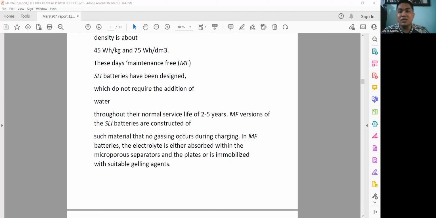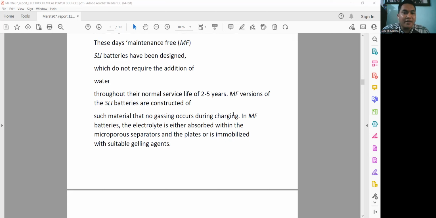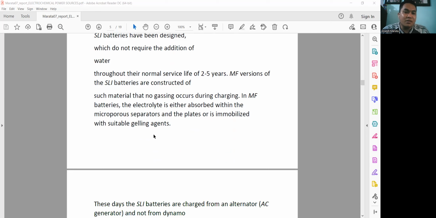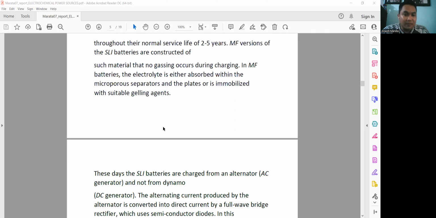Throughout their normal service life of 2 to 5 years, MF versions of the SLI batteries are constructed of such material that no gassing occurs during charging. In MF batteries, the electrolyte is either absorbed within the microporous separators, and the plates are immobilized with suitable sealing agents.